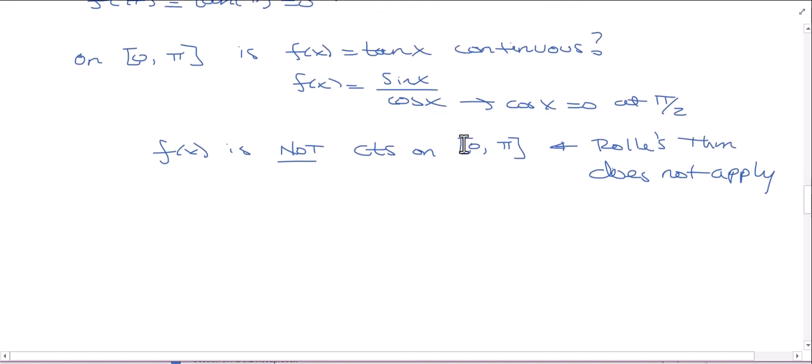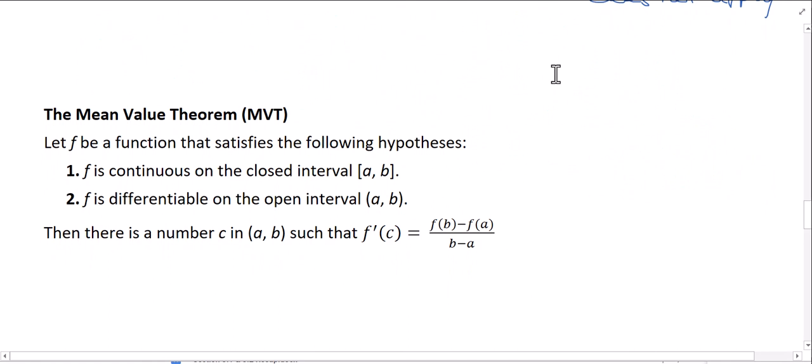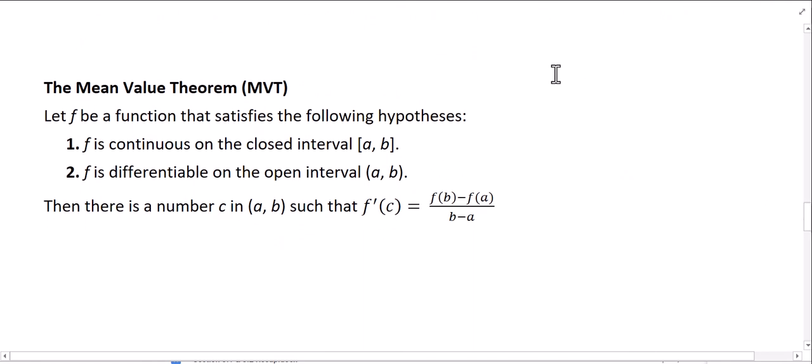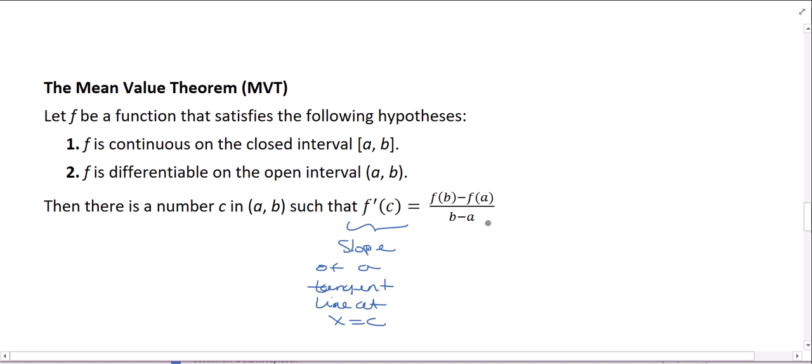The next theorem is the mean value theorem, which tells us that if f is continuous on the closed interval ab, very similar to Rolle's theorem, and f is differentiable on the open interval ab, then there's a number c in ab such that the derivative is equal to the change in y over the change in x. So what does this really say? F prime of c, the derivative, is the slope of a tangent line at x equals c.